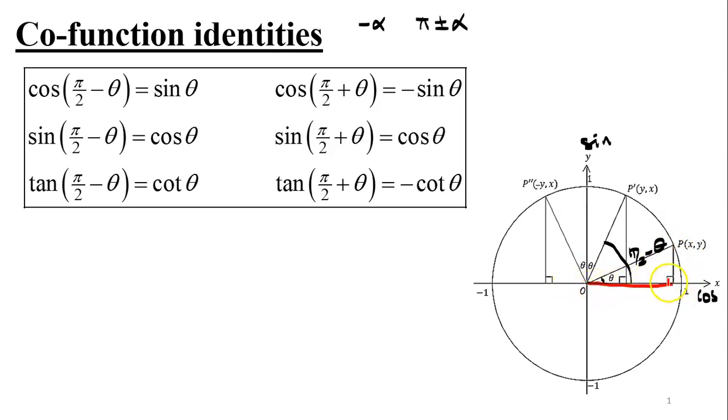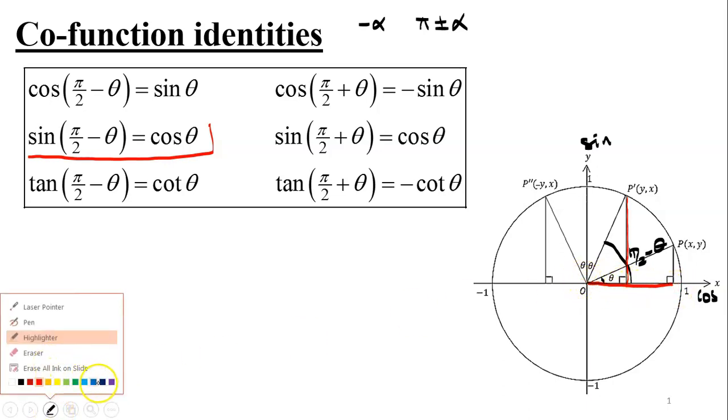So the abscissa of the point P, which is in fact cosine of theta, is equal to the ordinate of point P prime. The ordinate of point P prime is in fact defined by sine of that corresponding angle, which is pi over 2 minus theta. So this is where this identity in fact comes from. It's sine of pi over 2 minus theta equals cosine of theta.